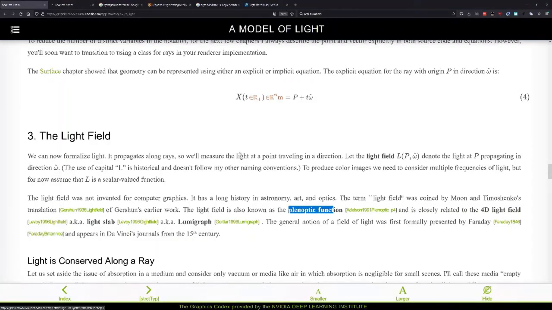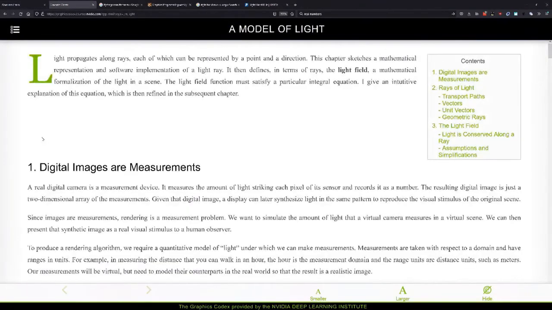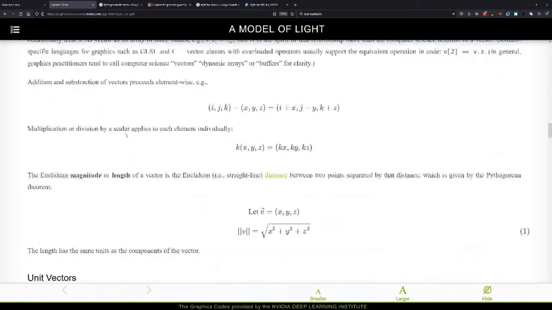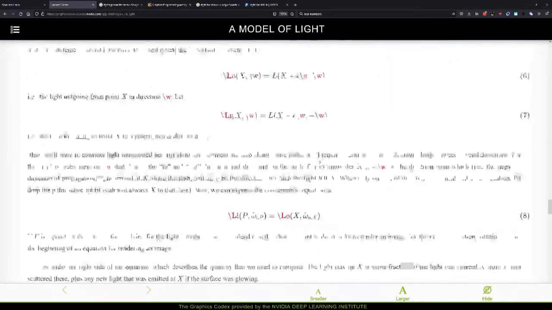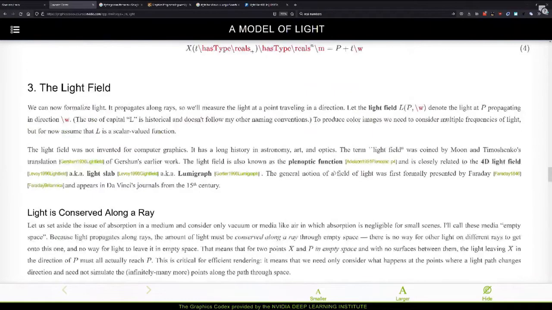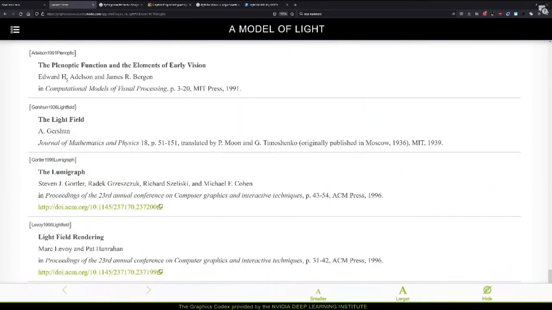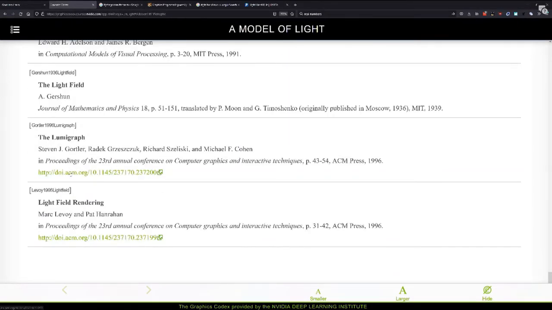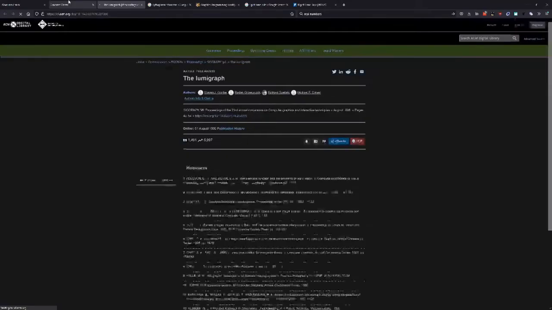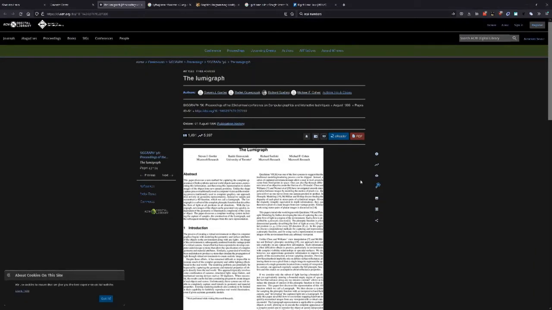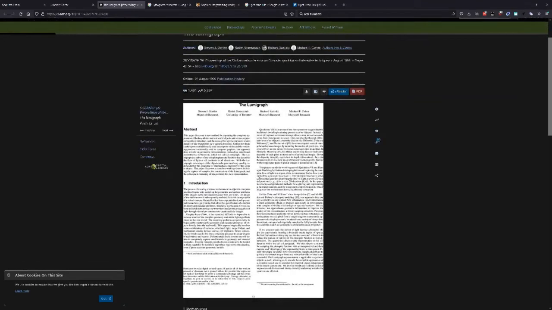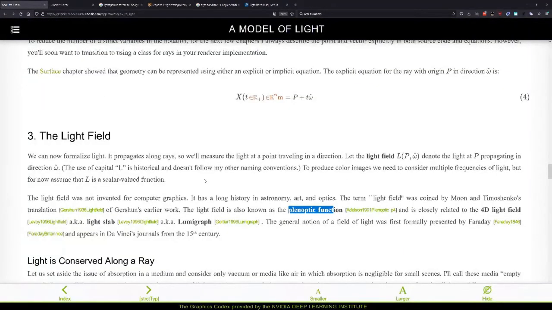Can I just click the link? No, it didn't do what I... Oh. No, too far. They have it. Oh, yeah, there you go. Oh, okay, the Lumigraph. Can I read this, or do I have to sign in? Okay. Yeah, it's getting distracted.